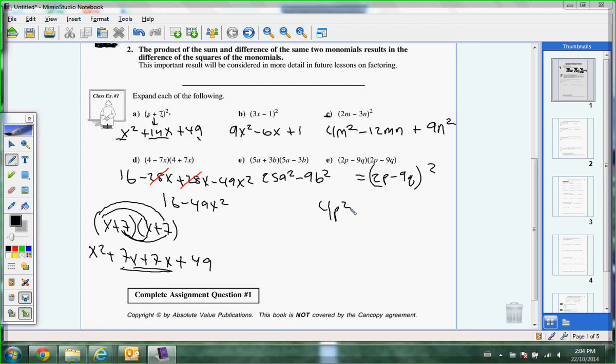So what's 9 times 2? What's times 2 again? 36. Good. So with a minus 36PQ, both the variables, and then what's the end? Plus Q squared, but with the 9 squared too. What's 9 squared? 81. Got it?